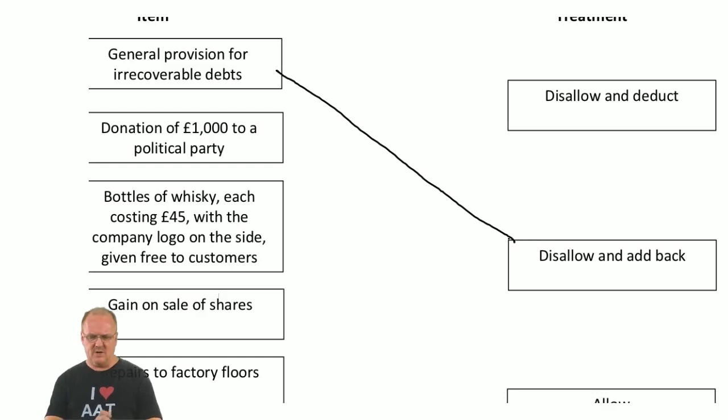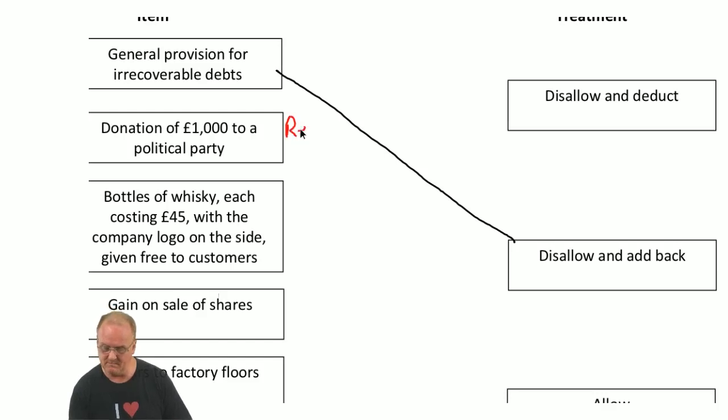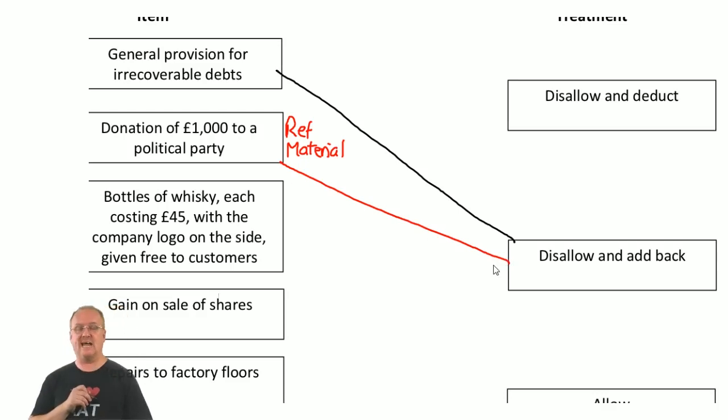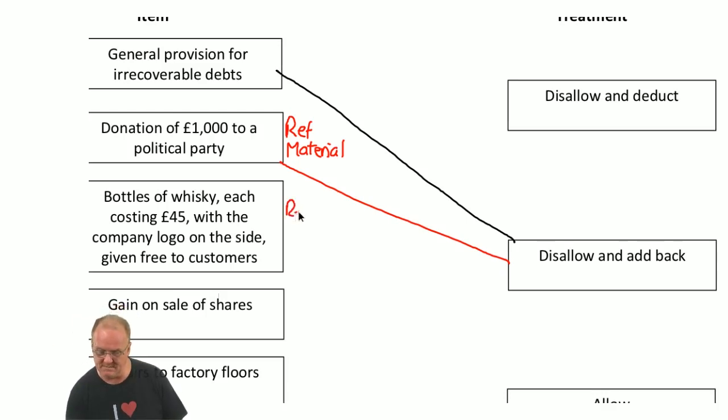Second one, donation of £1,000 to a political party. Well, a donation to a political party, if you look it up in the reference material, tells you that donations to political parties are never allowable. So that one is going to have to be added back as well. The third one is also in the reference material.